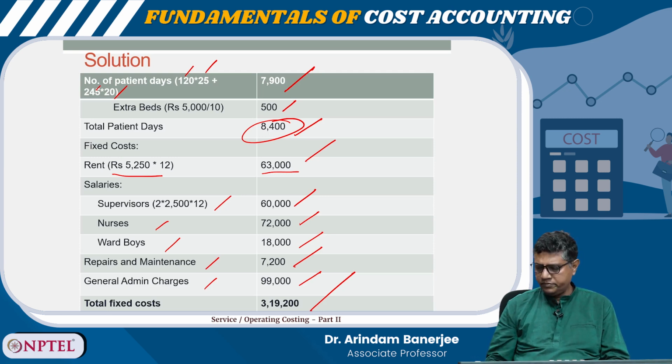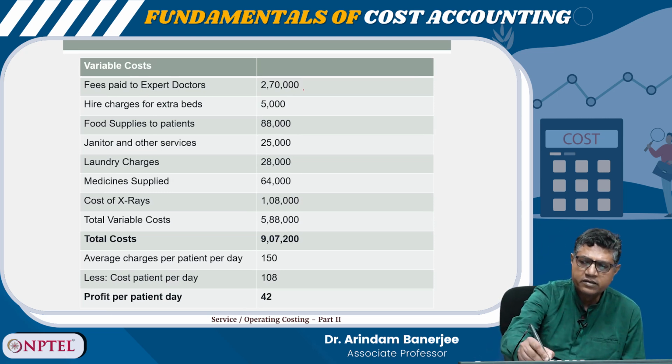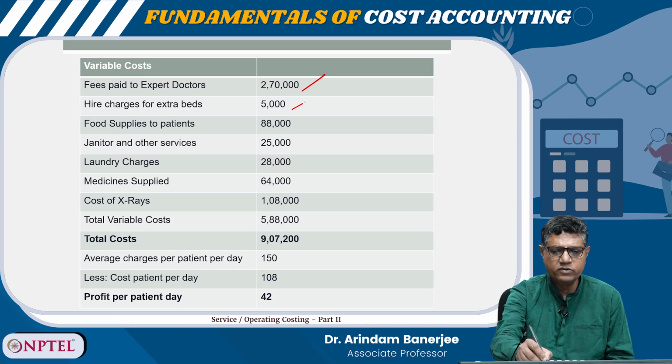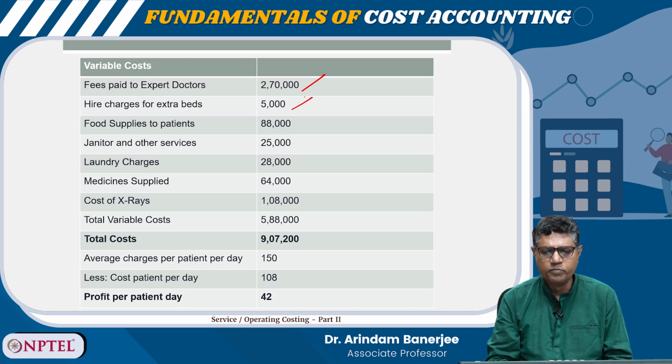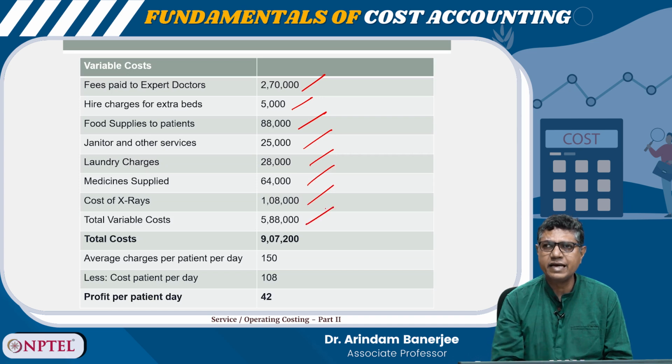So now there are variable costs, right? What are the variable costs? Fees paid to the doctors, 2,70,000. Hire charges for extra beds, 5,000. Food supplies to patients, 88,000. Janitor and other services, 25,000. Laundry charges, 28,000. Medicines supplied, rupees 64,000. Cost of X-rays, 1,08,000. Total variable cost, if you add, it is 5,88,000.